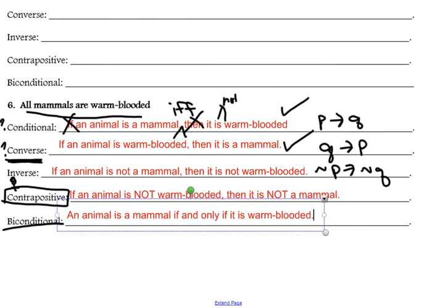And if you recall, if we were to write that symbolically, it would be P double arrow Q, where that reads P if and only if Q. An animal is a mammal if and only if it is warm-blooded.